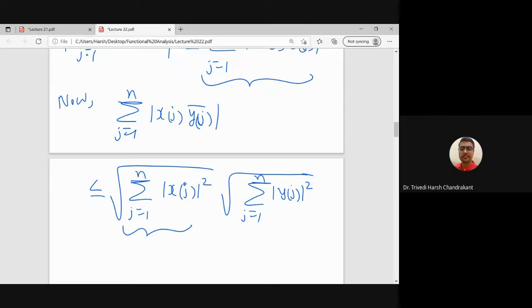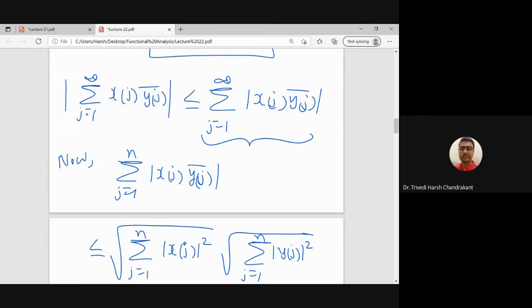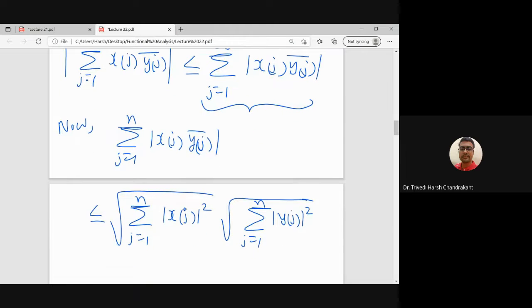So this always holds because it is the sum of finitely many numbers, so that is always a finite number. But here we are adding infinitely many numbers, j is 1 to infinity. So our goal is to show that this series is convergent.